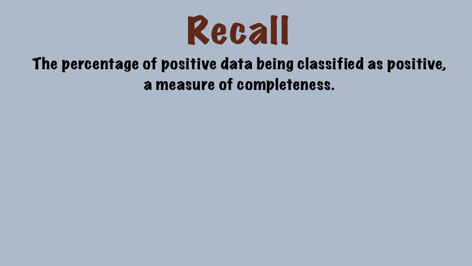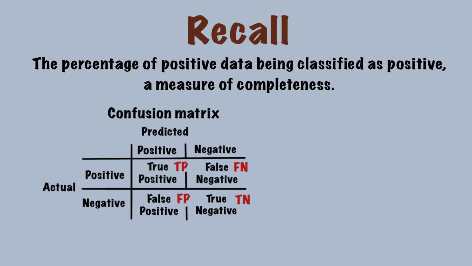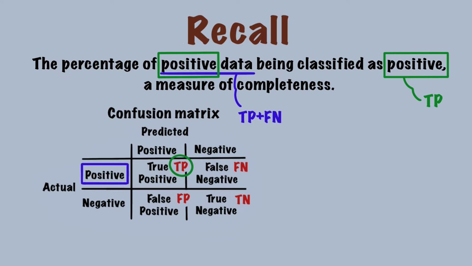Recall is the percentage of positive data that are correctly classified as positive. It's also a measure of completeness. Here is the confusion matrix. Pause for a few seconds and see if you can infer the formula from the definition of recall. First, the population is the positive data, so it's TP plus FN. When I say population, I also mean the denominator in the formula. Then, the positive data being classified as positive is called true positive, which is TP. Therefore, the formula is TP divided by P. P is the actual data belonging to the class positive, so it's equal to TP plus FN.